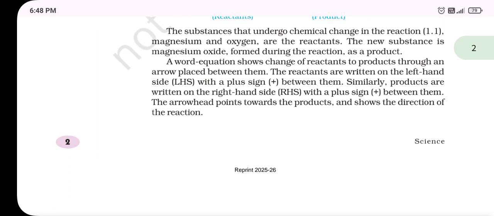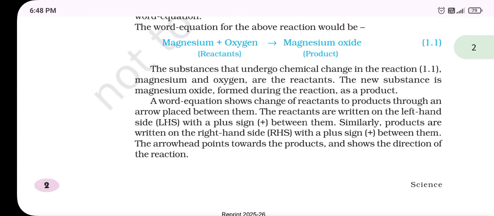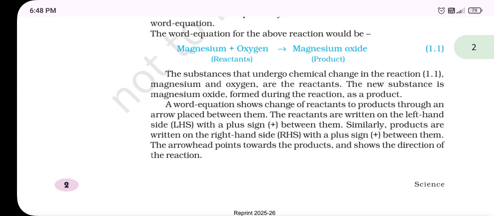Now we are moving ahead to the next one. It says the substances that undergo chemical change in reaction 1.1. Magnesium plus oxygen makes magnesium oxide. So this is the reaction.